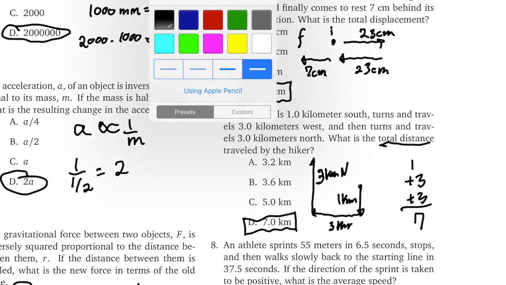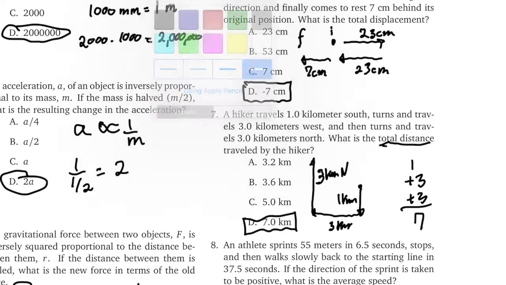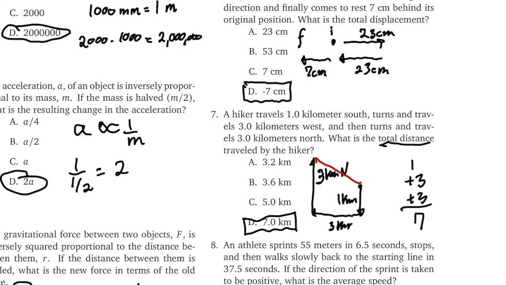If you're curious about this distance, from where I started to where I ended, well, stay tuned. We're going to be able to figure out that distance by the end of Unit 3.